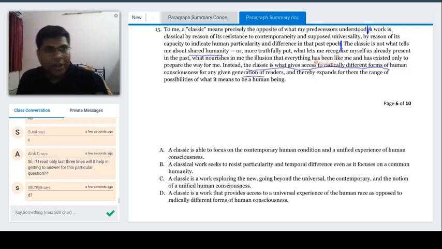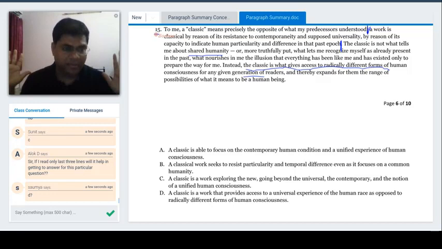Now let's look at the options. A classic is about what? So in the 15th question, the author seems to be focusing on what exactly classic means to him. To the author, classic is something that gives him access to radically different forms of human consciousness. This is what I understood. So I will try to fix the option depending on this.